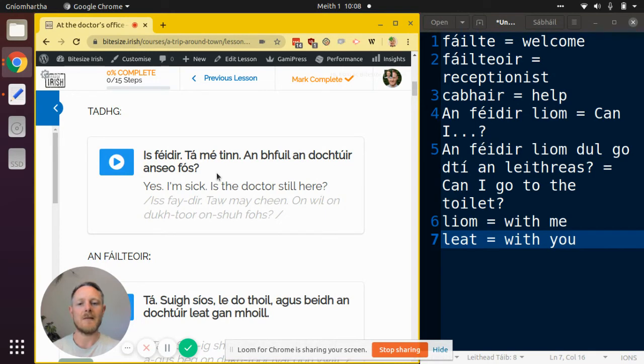And poor Tadhg, he's not feeling very well. So he says, I'll read all through it and then we'll see what it means. Is féidir. Tá mé tinn. An bhfuil an dochtúr anseo fós? So Tadhg says, you can help me. Tá mé tinn means I'm sick or I'm ill, or this could even translate to I'm sore, but here Tadhg means he's sick. And then he asks a question. Do you see that an coming up again? That's a question. You might pick out the word dochtúr. It's an imported word in Irish. Dochtúr means doctor.